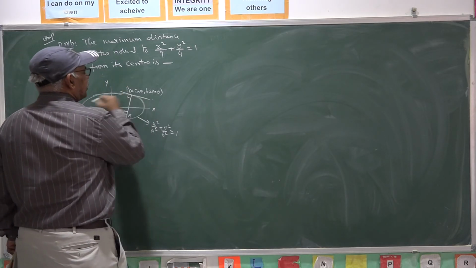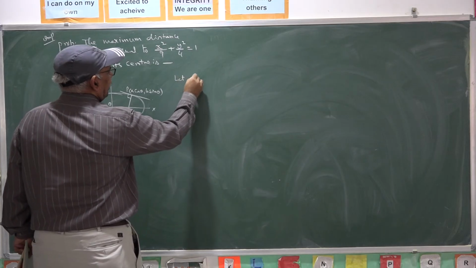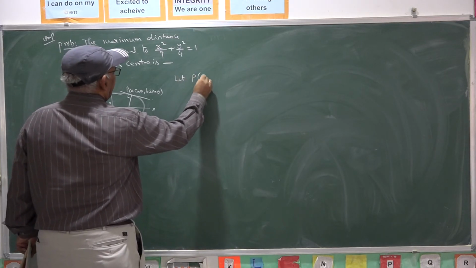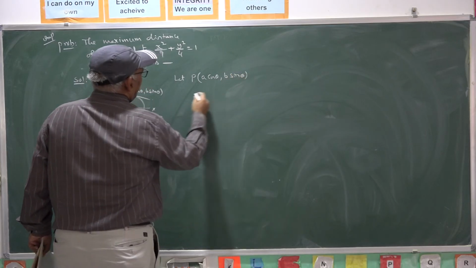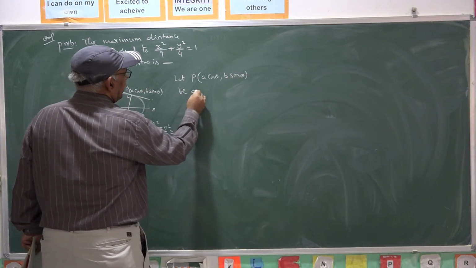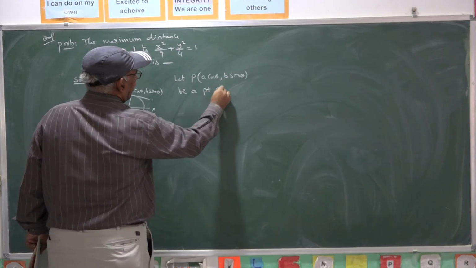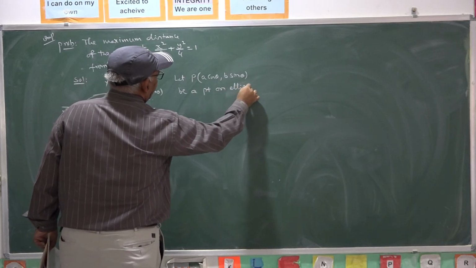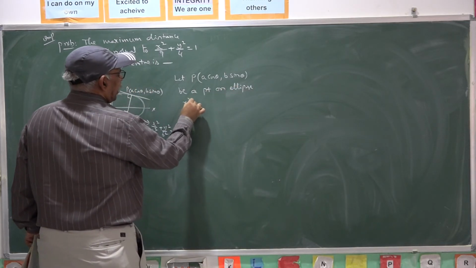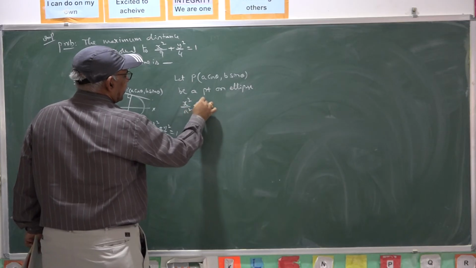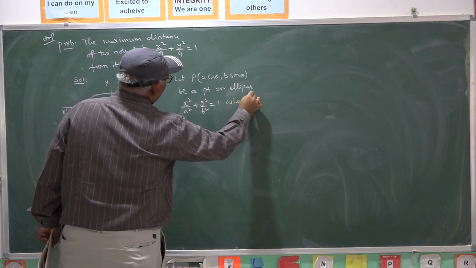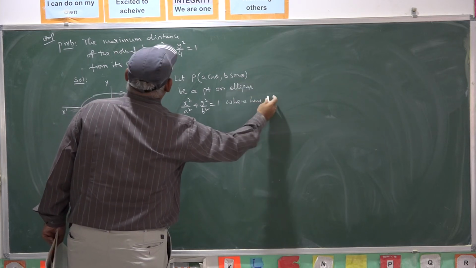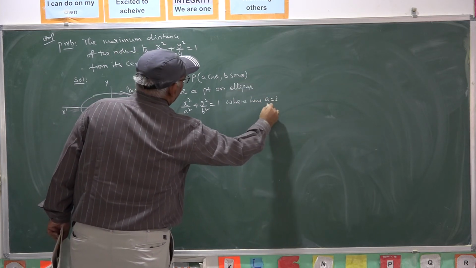Let this be P. Let P, a cos theta, b sin theta, be a point on the ellipse, x square by a square plus y square by b square equal to 1, where here a equal to 3 and b equal to 2.